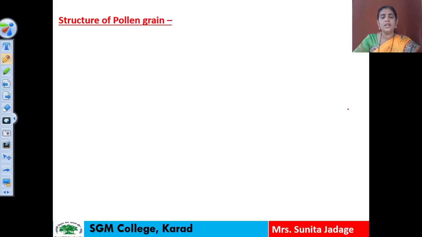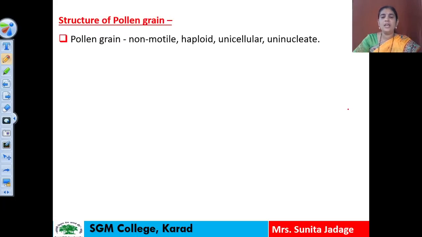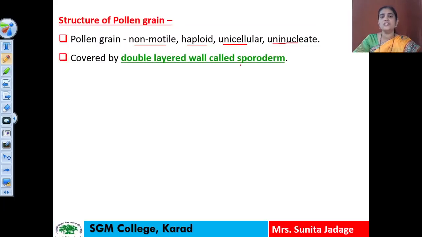The pollen grain is a non-motile, haploid, unicellular and uninucleate structure. Why is it called non-motile? Because pollen grain is not having any cilia-like structure or flagella-like structure. Therefore, it is called non-motile. It is having a haploid nucleus. It is a single-celled structure and single-nucleated structure. And this pollen grain is showing a double layered wall, that is known as a sporoderm, means the pollen grain is covered by two wall layers, and together this wall layer is known as a sporoderm.